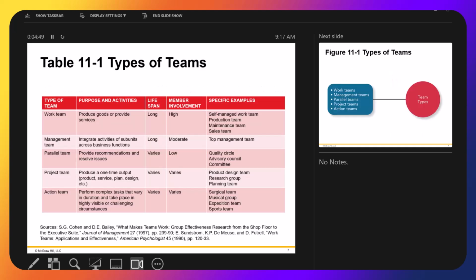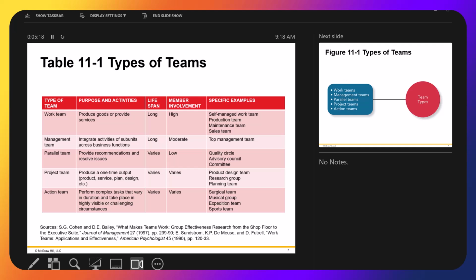Types of teams. So you see work team: produce goods or provide services, lifespan long, member involvement high. Specific examples: self-managed work team, production team, maintenance team, sales team. What you find a lot of times when you see a work team is that this might be your assignment. This is who you're assigned to, and as a result of being assigned to it, this is what you will do in that team. So this is why the membership is long.